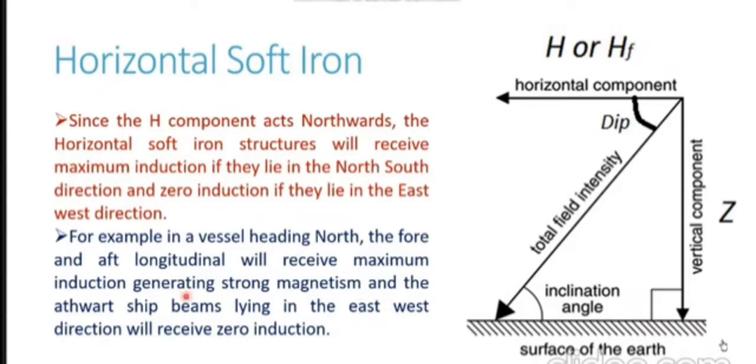Now if you concentrate on the outward ship beams, our vessel is heading in a northerly direction. The fore and aft longitudinals were perfectly aligned with the magnetic field, but the outward ship beams on that ship will be oriented in an east-west orientation. The magnetic field of the earth is going in a north-south direction, and the outward ship beam is oriented in an east-west direction, so they are at right angles to each other, totally misaligned with the magnetic field of the earth. So this tells us that there will be zero or negligible induction on the outward ship beams with the ship lying in the northerly heading. So a ship on the northerly heading: the fore and aft longitudinals will have maximum induction and the outward ship beams will have negligible or zero induction.